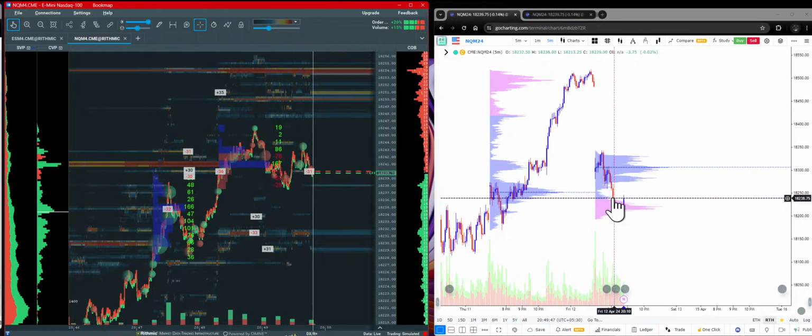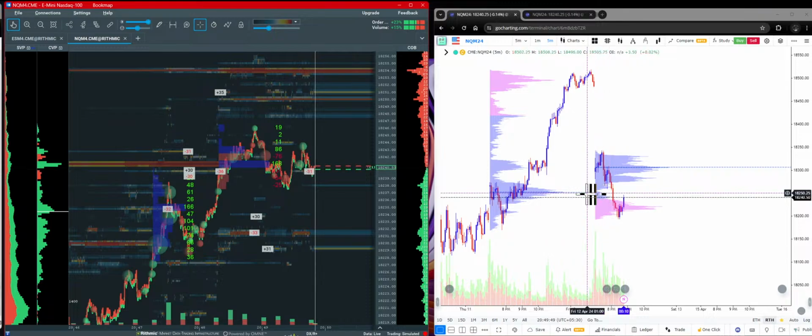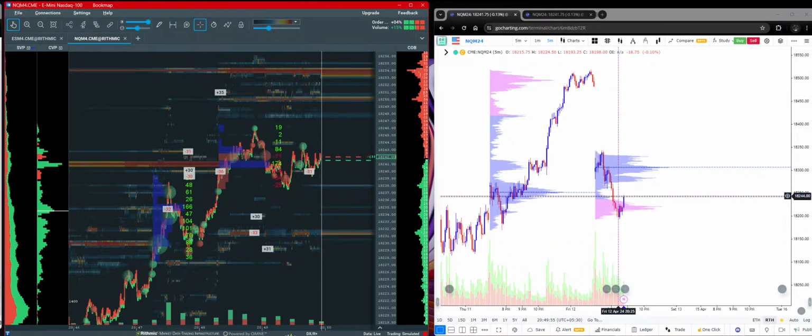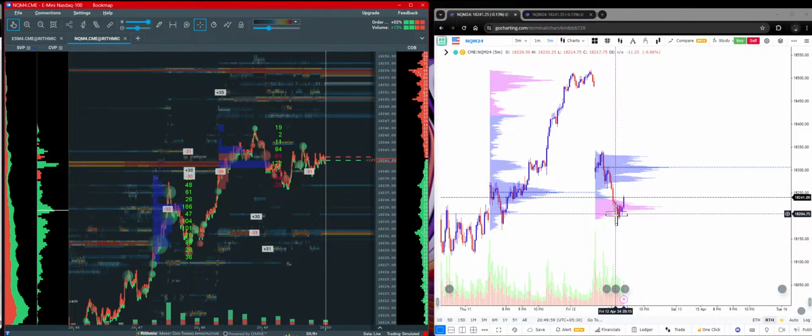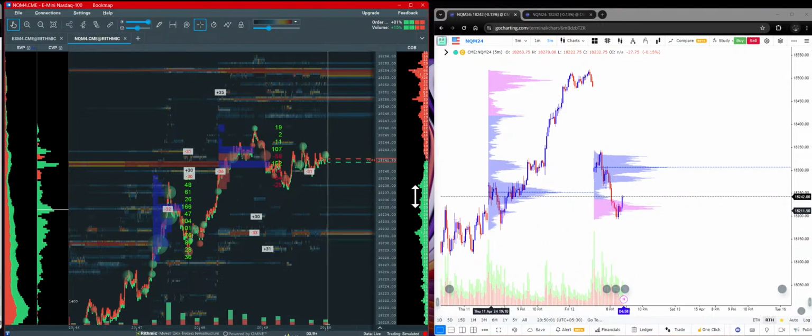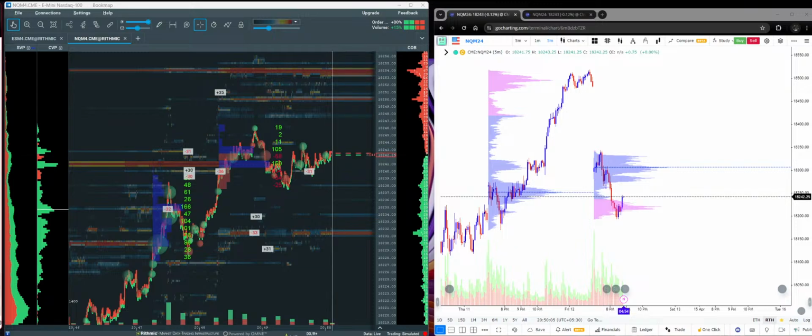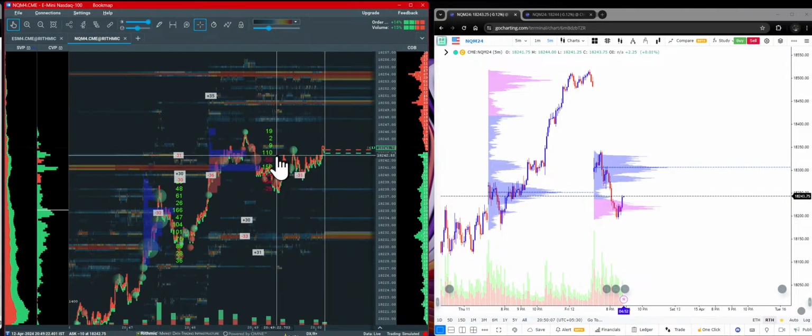If you look over here, this is the low volume node and the previous day POC that was placed here. So I am expecting a rejection over here, because this is the place where it broke from, not in a fierce manner, but it was really shaky if you look at it. So let's see.